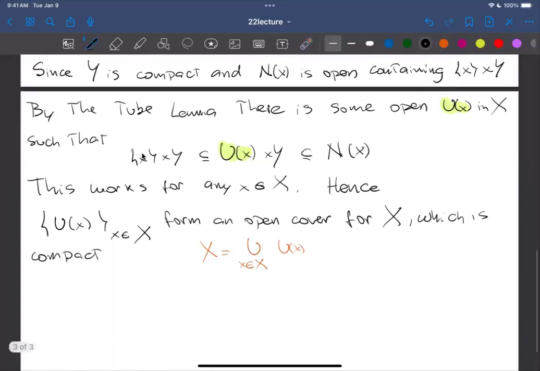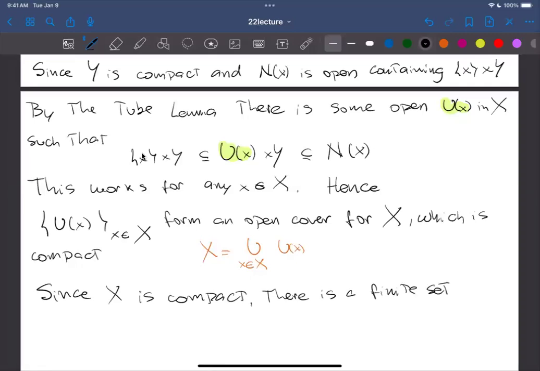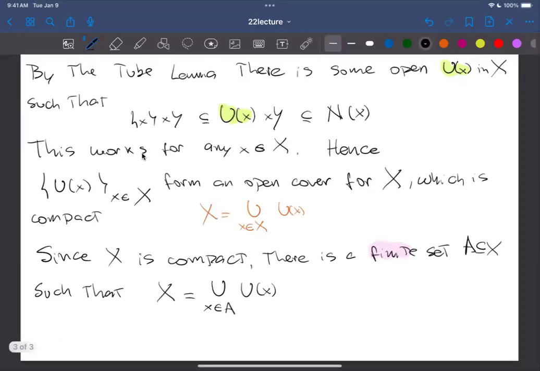Now, we use that X is compact. Since big X is compact, we know that this covering will admit a finite subcover. So there is a finite set, let's call it A, inside of X. So A should be thought of as an index set, not a subset of the space. So finite set A such that our X is actually just going to be the union of these guys, U of x, but where x moves on a finite set A. Okay, just using the definition of compactness. And now we're almost done.